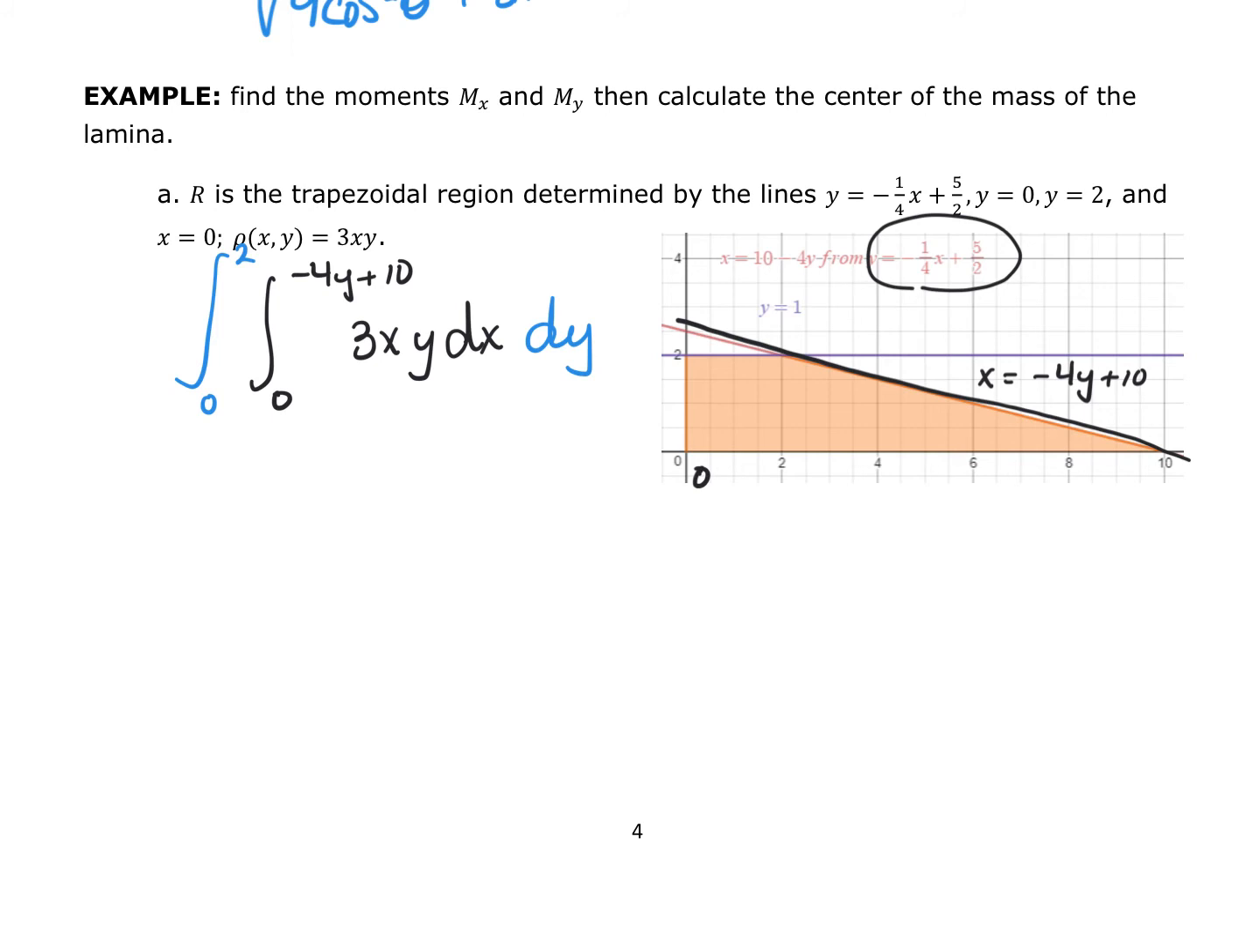My mass, then, is going to be equal to 152 over 6. So in other words, 76 units.